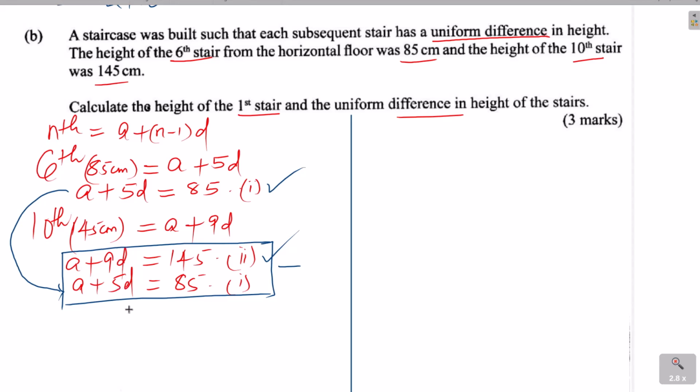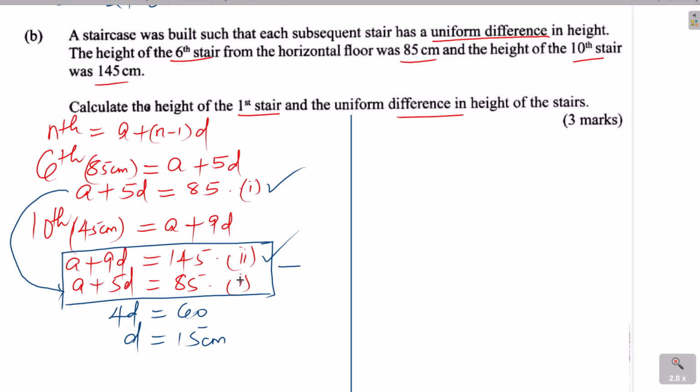9d subtract 5d, that will give 4d is equal to 145 subtract 85, that will give 60. And therefore the common difference will be given by 15. That is 15 centimeters. Then from there we can use substitution and get the height of the first stair, which is a in this case.